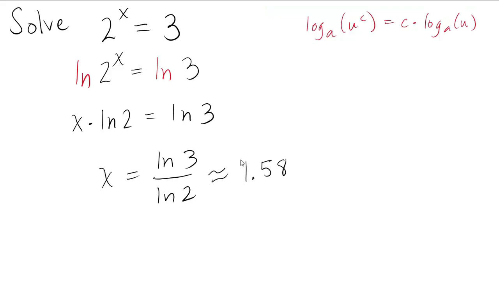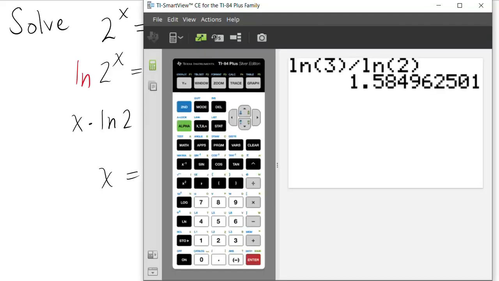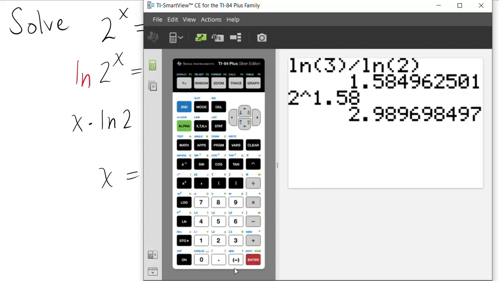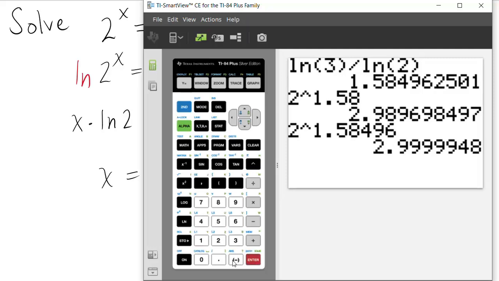That's not an exact answer, I've rounded it, but let's just check. If I take 2 and raise it to the 1.58 power, that answer should be just a little bit smaller than 3, and you can see that it is. If we had added a few more decimal places to our estimate, our result would have been closer to 3. Like if I would have done 2 to the 1.58496, now you can see our answer is really close to 3. You got to remember that the answer we gave here is just a decimal approximation.